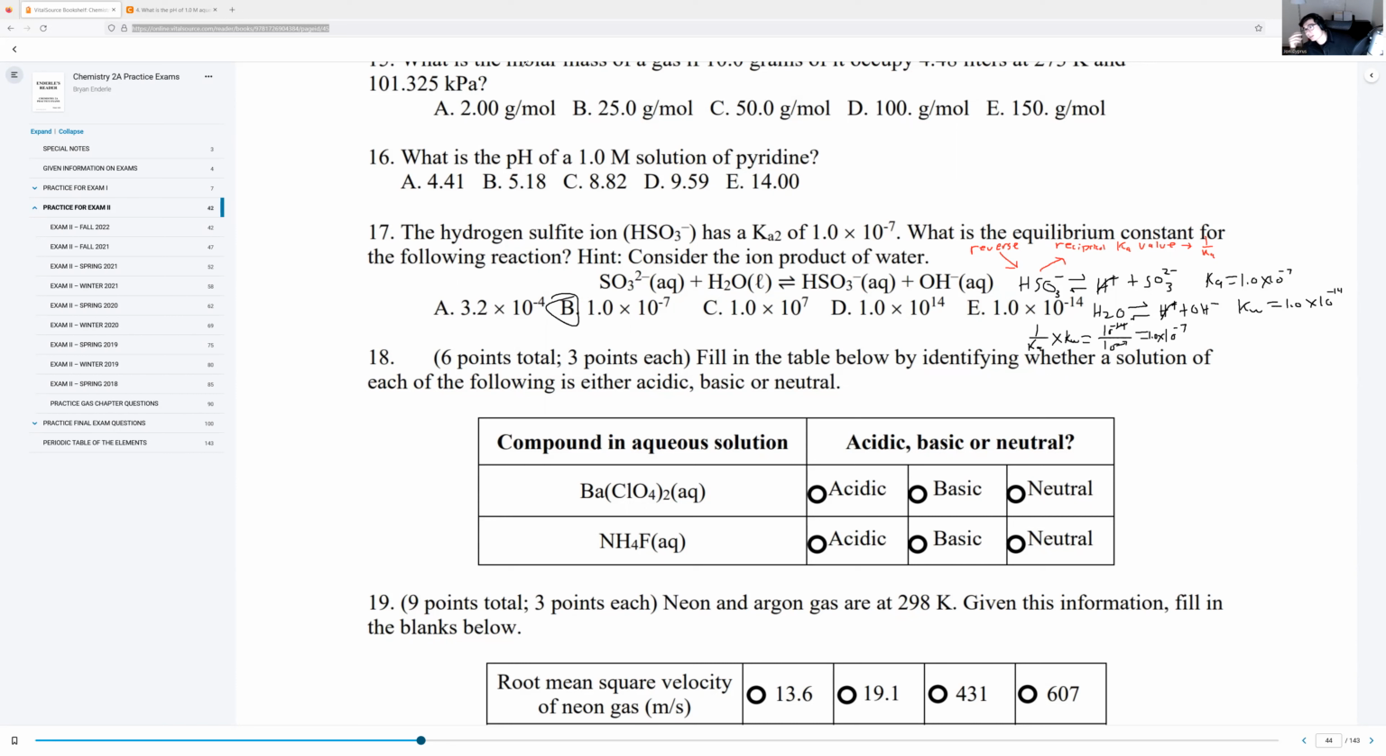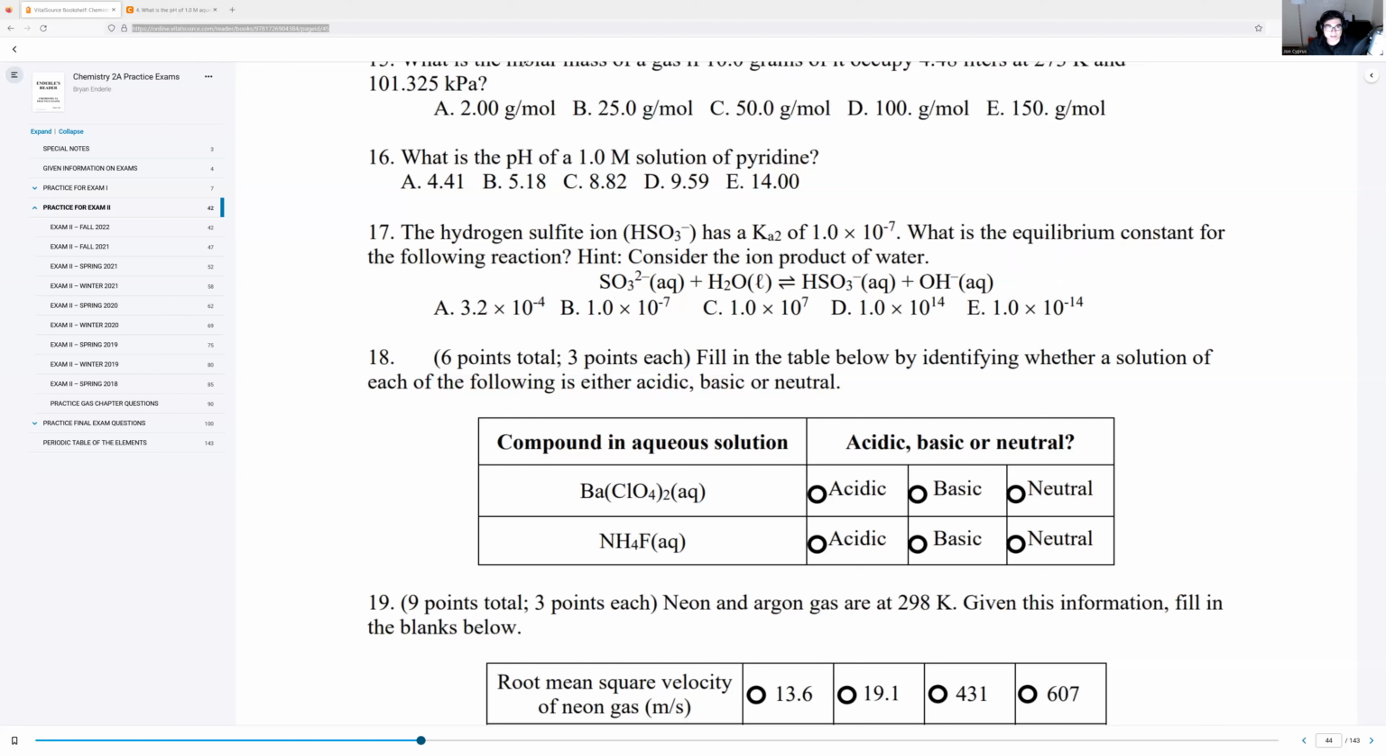All right, just remember to write out the equation, right? And then see how you have to change it, right? Whether you reverse it, or whether you multiply it by something, 1/2, 3, whatever, you raise Ka to that power, right? So if you multiply the whole thing by 2, you raise Ka to the power of 2 to find the new equilibrium value, and so on and so forth.